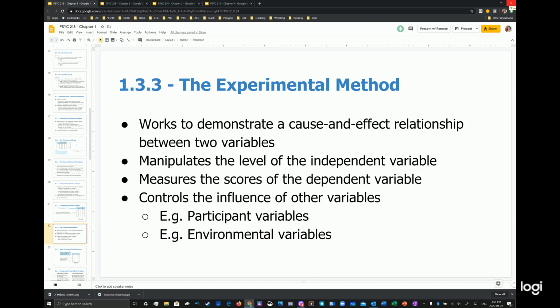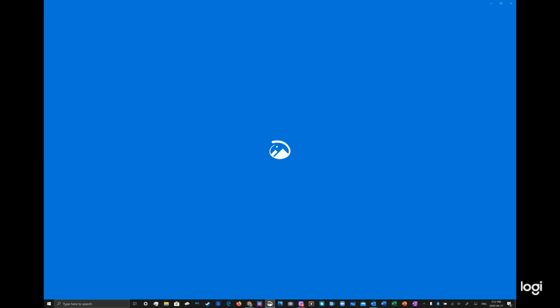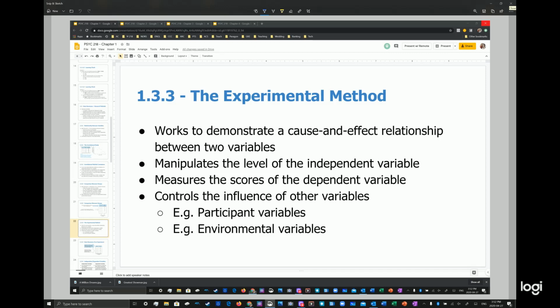And the last method, in terms of experimental control, where the researcher controls the environment and the situation as much as they can, is the experiment. This works to demonstrate a cause and effect relationship between the variables. And the experimenter can do this because they're the ones making the change. Remember, in correlation, no change has been made.